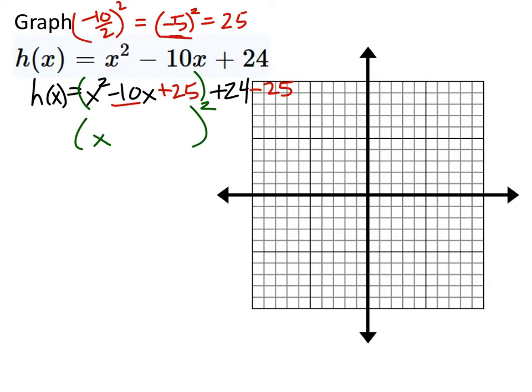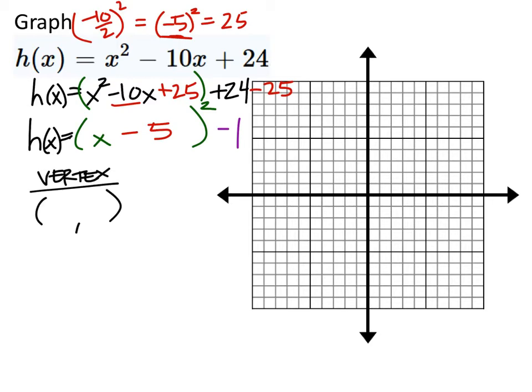And inside the parentheses, simplified, we had a negative 5. So that's x minus 5, squared. And then 24 minus 25 is negative 1. Once again, this is helpful because it helps us to find the vertex right away, right? I have a vertex with an h value of 5 and a k value of negative 1. So I can graph that point at 5, negative 1.